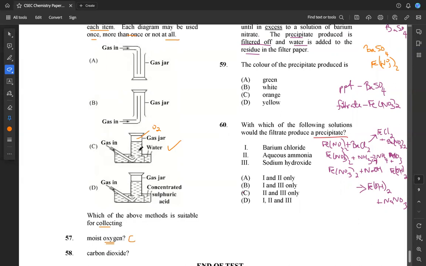So oxygen is collected by the downward displacement of water, and that's because oxygen is less dense than water. So we collect the oxygen up here, okay, in the gas jar.